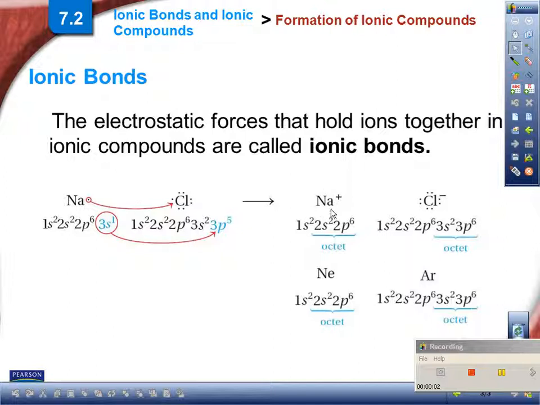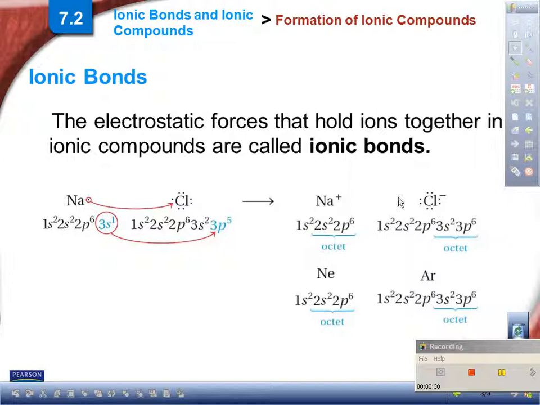And since he loses one, he becomes positive because he loses a negative electron, and he takes an electron, so he becomes negative, and then they are attracted to each other. So sodium is going to behave just like neon. It doesn't become neon because we're not changing the protons, and chlorine is going to behave just like argon. So they're both noble gas configuration.